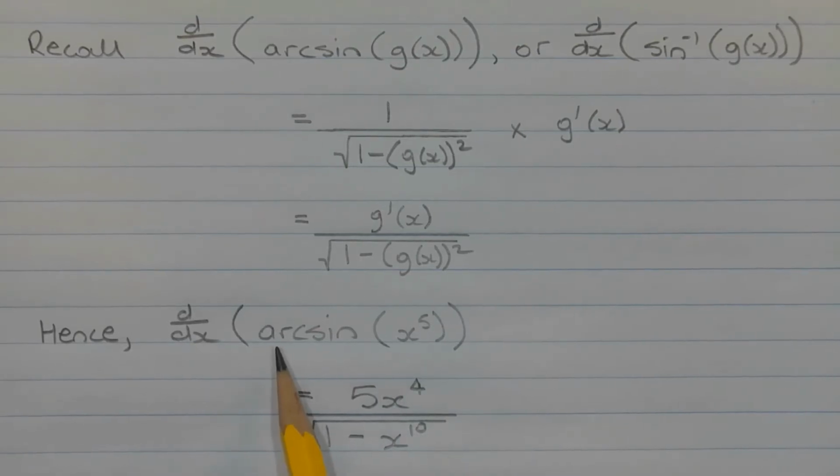Hence, the derivative of arc sine of x to the power of 5 is equal to g dash of x over the square root of 1 minus g of x squared. So differentiating x to the power of 5, we get 5x to the power of 4 over the square root of 1 minus x to the power of 5 squared. Using the power index law, that's x to the power of 10. So we get 5x to the power of 4 over the square root of 1 minus x to the power of 10.